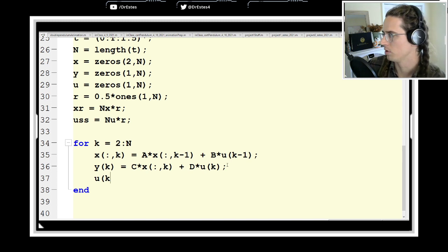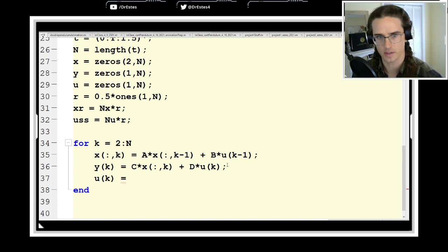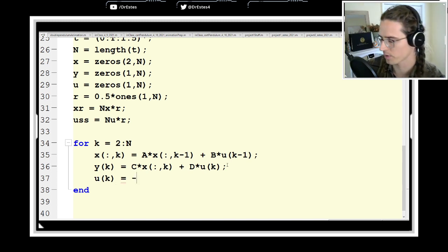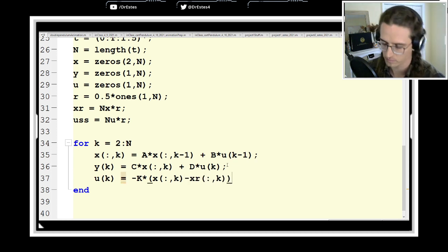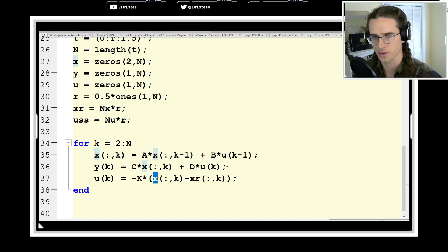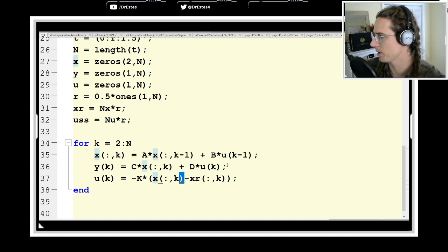Now u. Here we go. This is something different than what we've done so far in the class. We're going to have minus K times x_k minus our reference states this time. And we're not using an estimator yet. Usually you don't know the true state, so you wouldn't be able to substitute those in here, but let's just assume we know them.